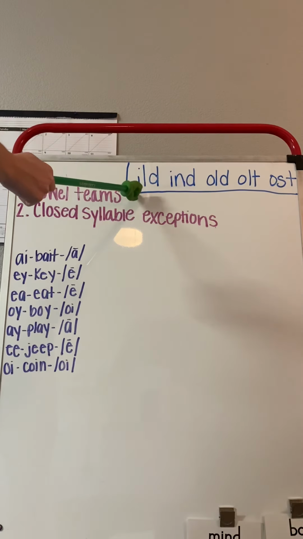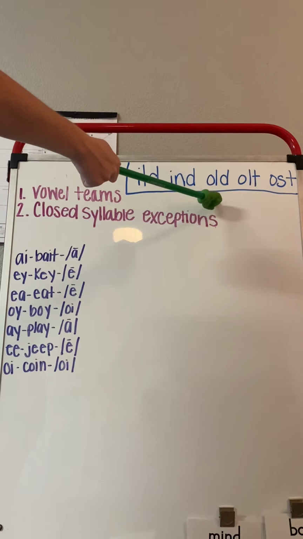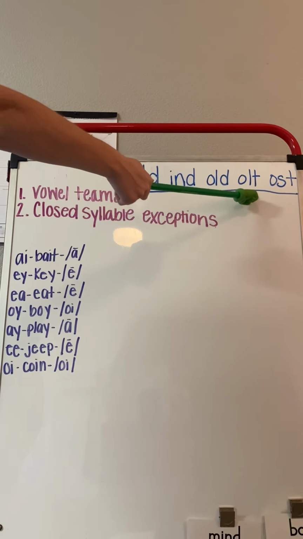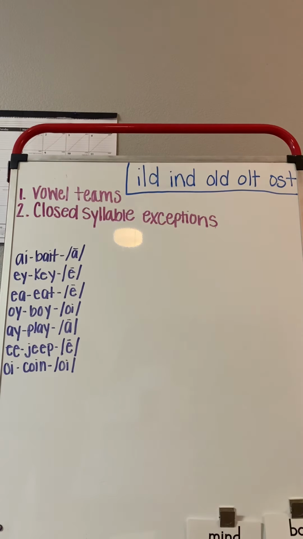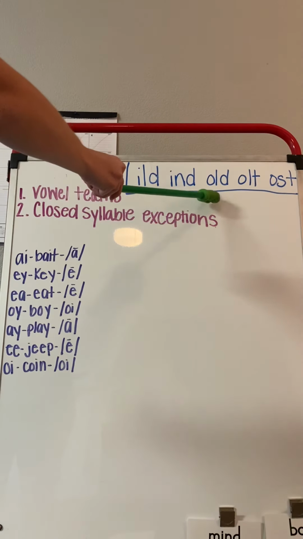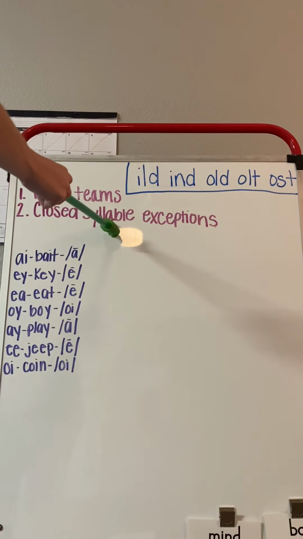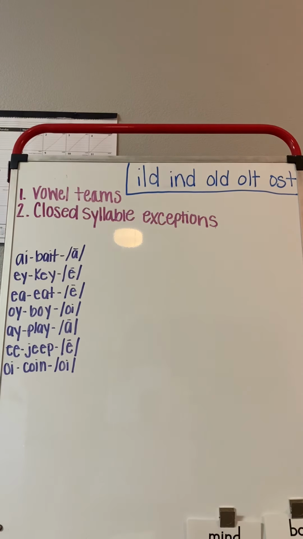So we have ILD, wild, /īld/; IND, find, /īnd/; OLD, cold, /ōld/; OLT, colt, /ōlt/; and OST, post, /ōst/, okay? And right away you should be recognizing that these are closed syllable exceptions because all of the vowels here are saying their name. They're long vowels, okay? And a closed syllable, remember, always had a short vowel. So whenever we see these in a word, we know to read that with a long vowel because that's what makes it that exception.